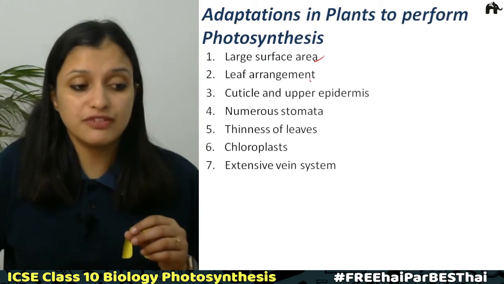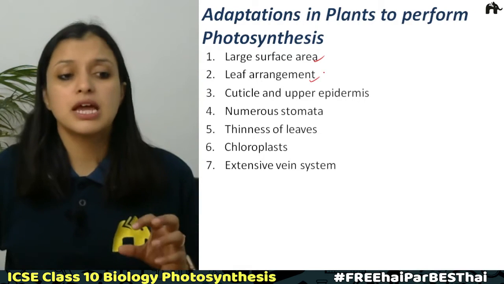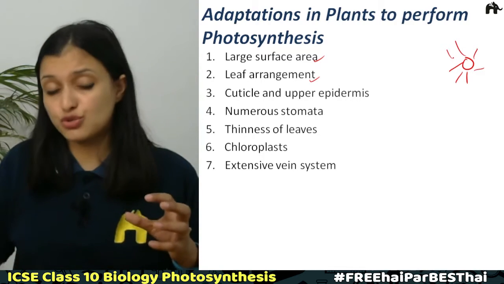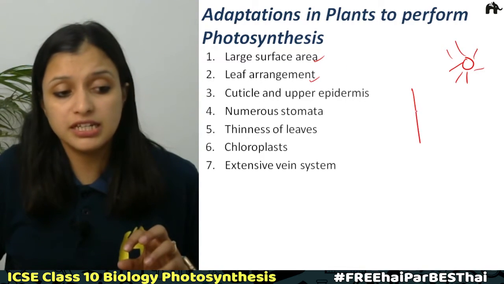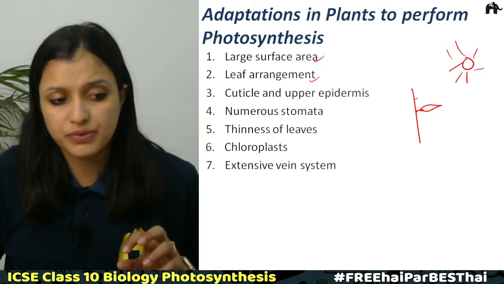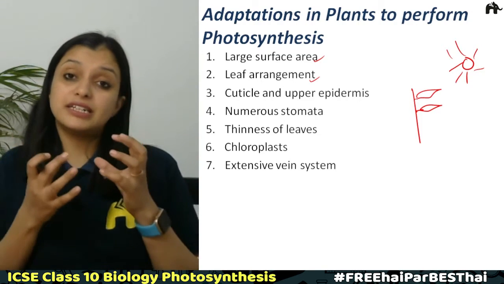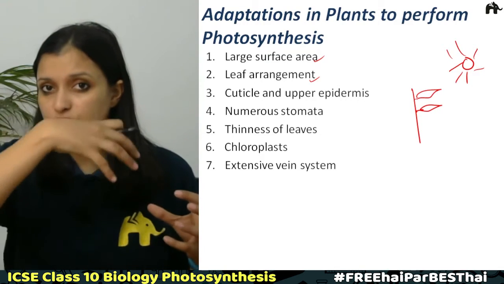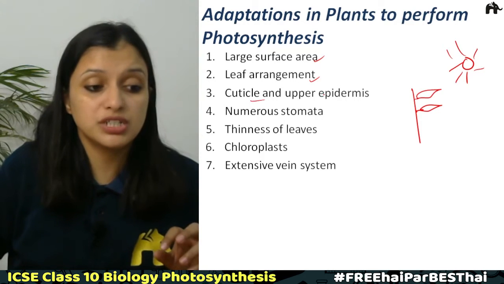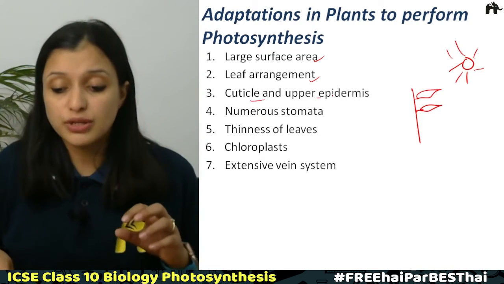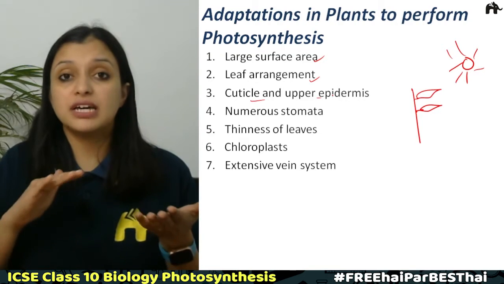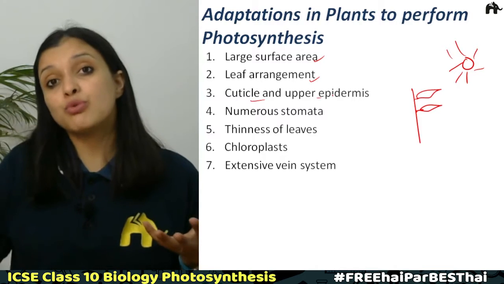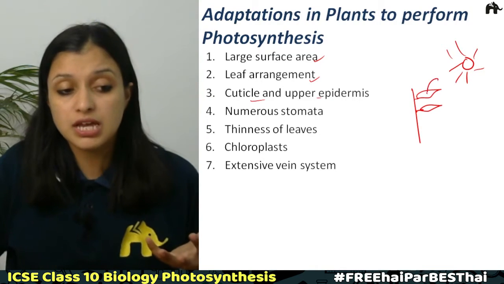Now the second one is the leaf arrangement. If you look at the plants, so if this is the solar energy, if this is the source of energy, mostly the leaves are like this, right? So they are basically at a right angle to the source of light, so that more and more light falls on the leaves. Now the next one is the cuticle and the upper epidermis. So it has been seen that this cuticle and the upper epidermis is transparent and it is waterproof. So this allows more and more light to enter into these leaves.